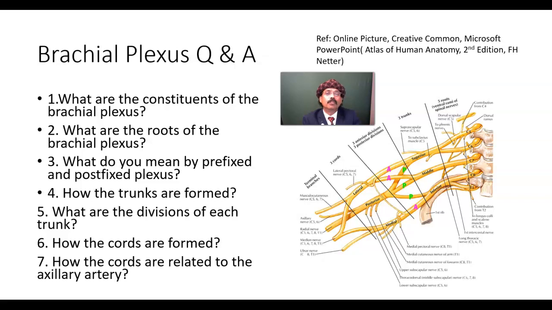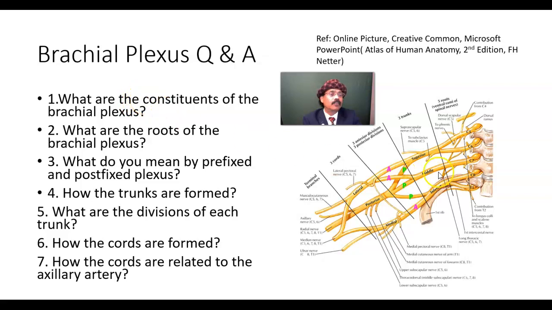My approach will be based on questions and answers. So let's start our questions and get the answers. What are the constituents of the brachial plexus? Or what components constitute the brachial plexus?